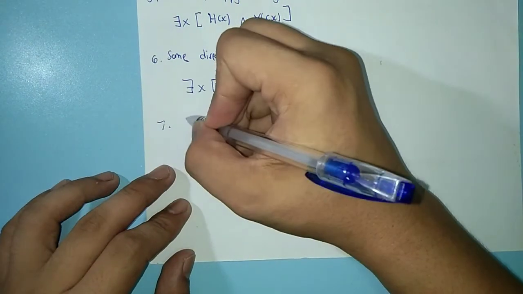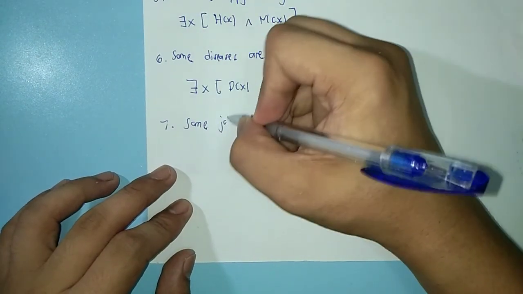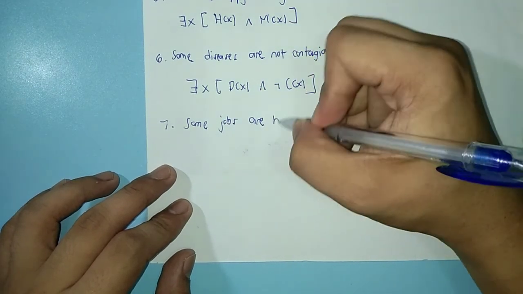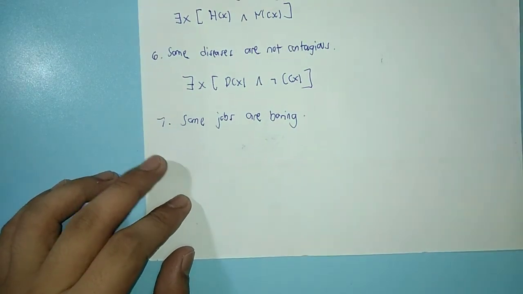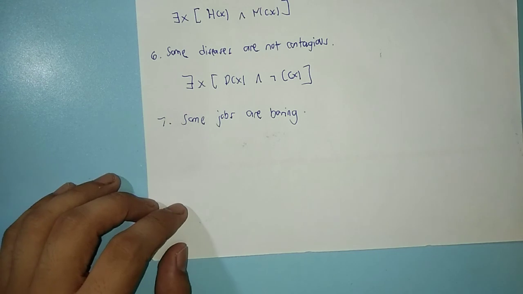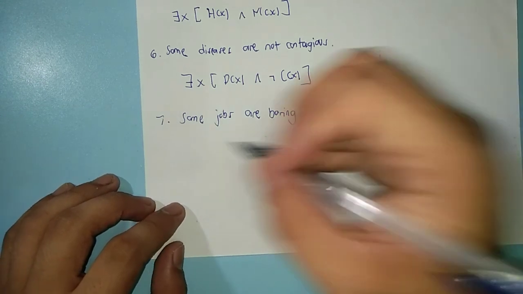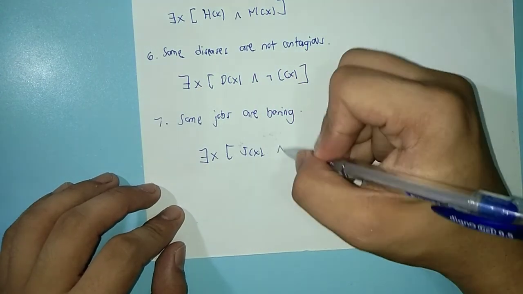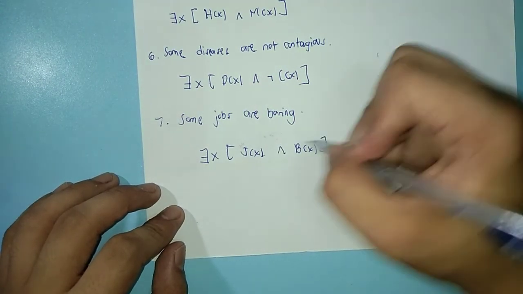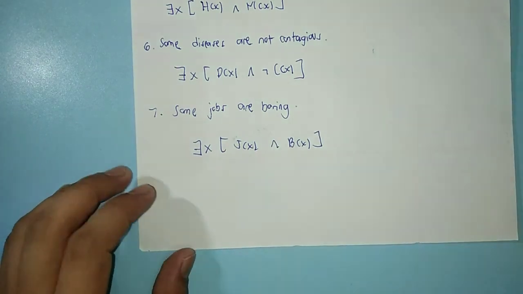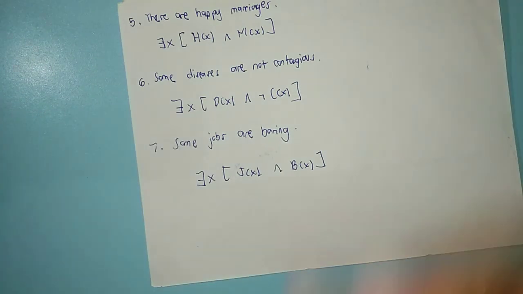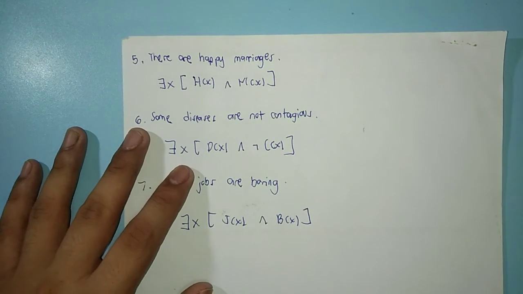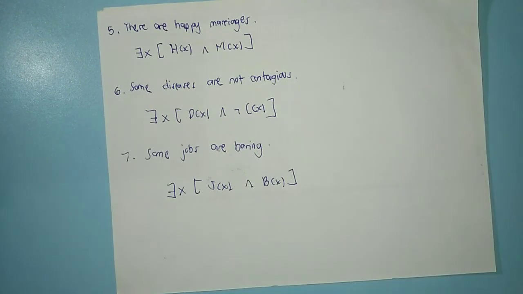So last one, let's have: some jobs are boring. Okay, so this one is a particular affirmative. And it has "some", so we will use the existential quantifier. And then, J of x and B of x. So, jobs and boring. Okay? So, that's how you symbolize statements using quantifiers.